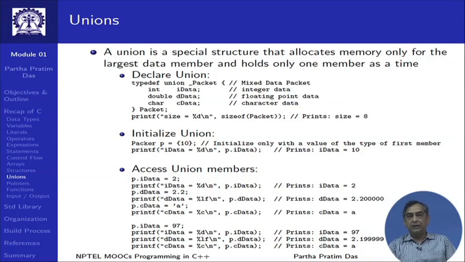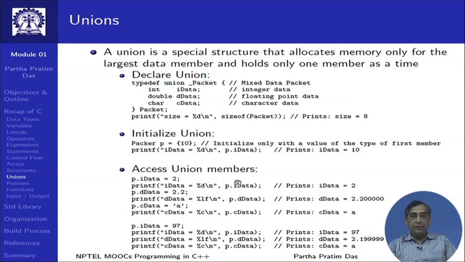So, if we take a reasonable assumption about the size in, say, a 32-bit machine, then int will be 4 bytes, double will be 8 bytes and char possibly will be 2 bytes. So, the size of packet will be 8 bytes, which is the size of the largest component, double. The interesting aspect is that, on one side, this allows you to minimize the size of the whole record, the size of the whole container, if you know that you do not need all the components at the same time.